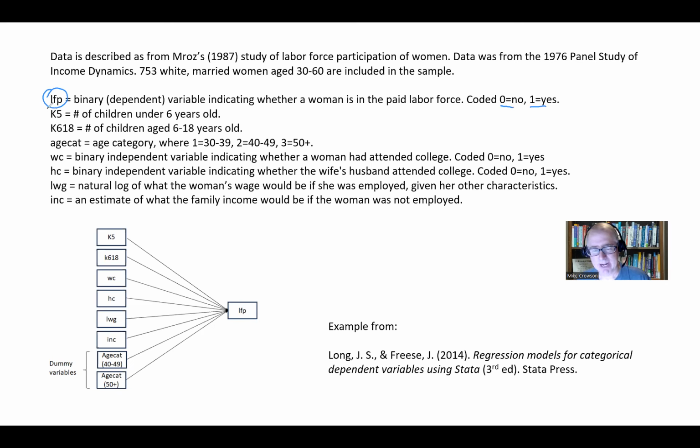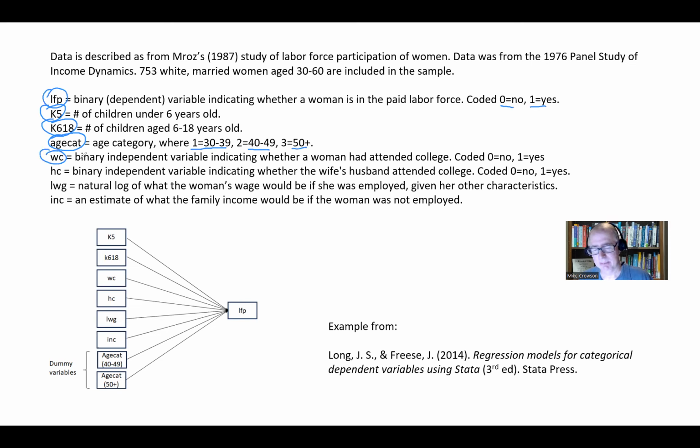We have this K5 variable right here, which is the number of children under 6 years old. We also have this K618 variable, which is the number of children aged 6 to 18 years old. We have the age cat variable right here, so this is our categorical variable. And 1 represents a woman who is between 30 and 39, a 2 represents a woman who's between 40 and 49, and 3 aged 50 plus.